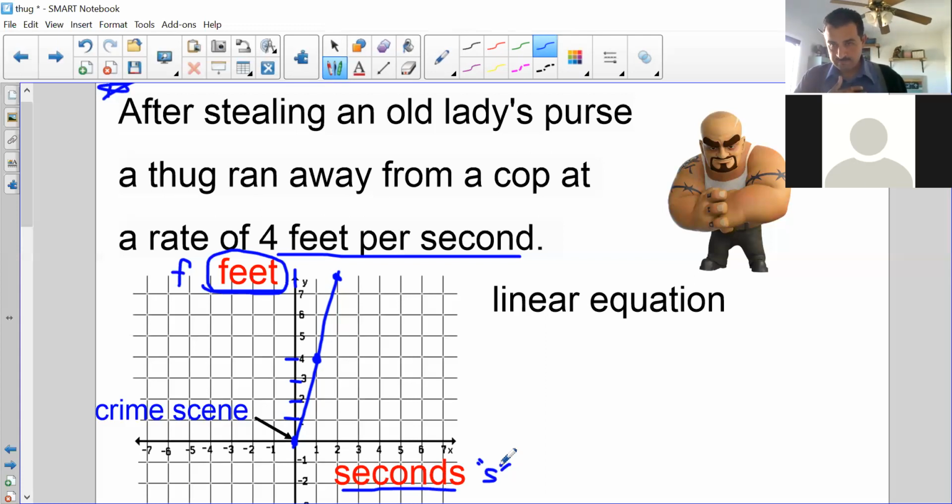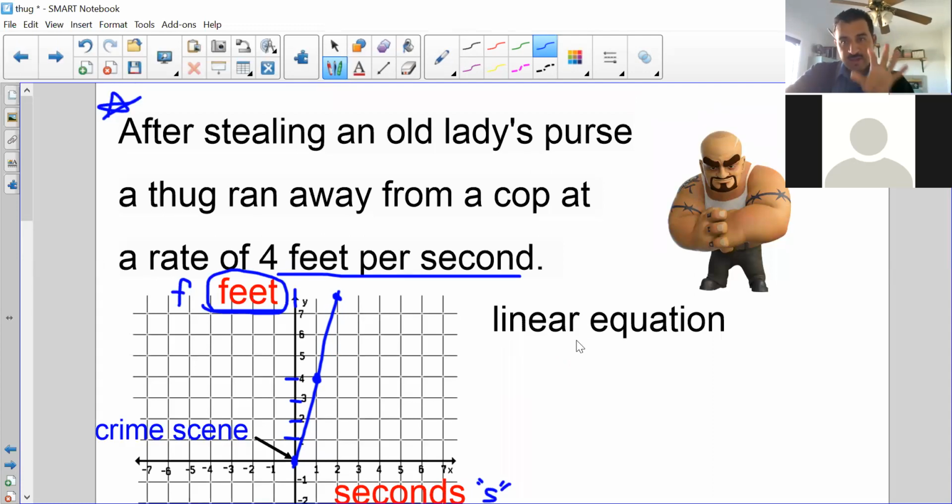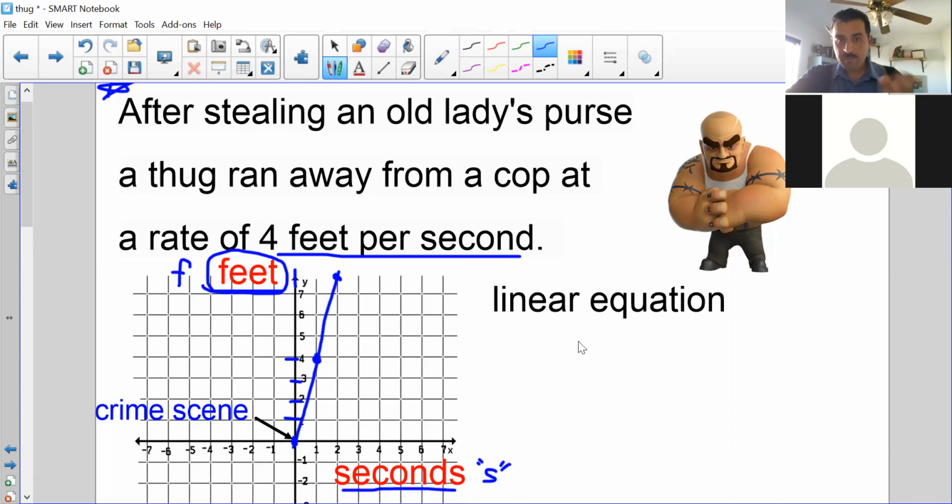What I'm going to do is ask if someone can come up with the equation that relates feet and seconds of the thug running away. I'll give you guys about a minute. Now remember, the phenomena being modeled is a thug running away. Okay, but we haven't modeled it yet. We have to come up with the equation that models it. So I'm going to give you about a minute. Let me know if you have an answer. What would be an equation that models feet and seconds of this thug running away?